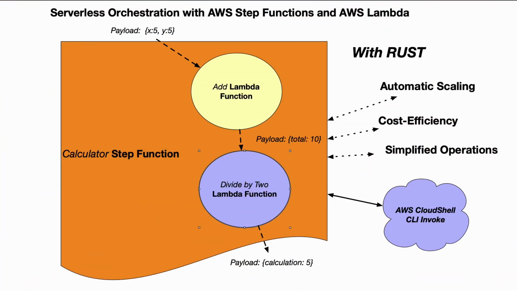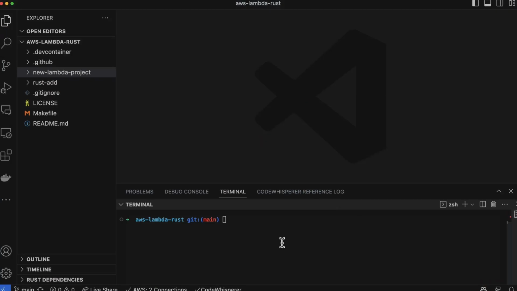All right, here we have a serverless step function orchestration with a couple different Lambda functions, and I'm doing this with Rust. I'm going to go ahead and divide this function by 2. So I'm going to build a function that takes a payload and divides by 2. Kind of a simple function here. Let's get it working from scratch.